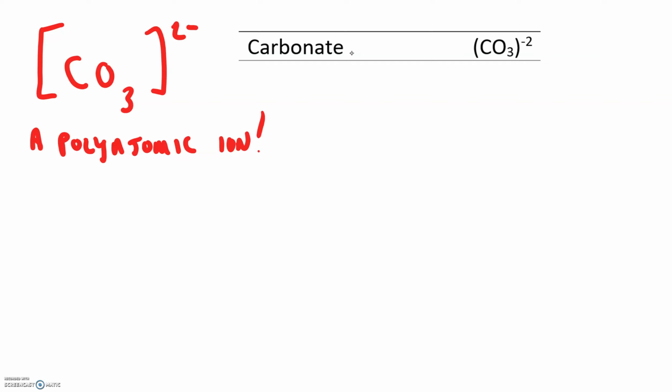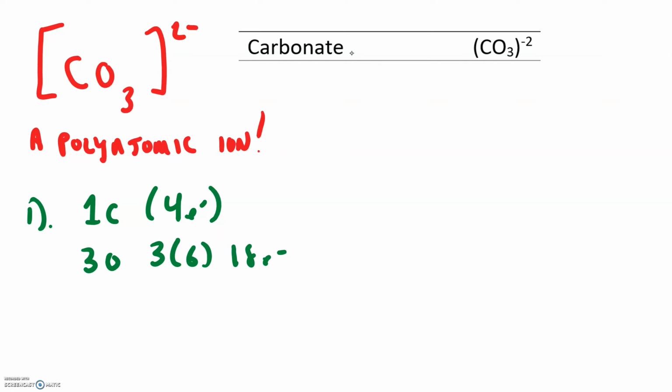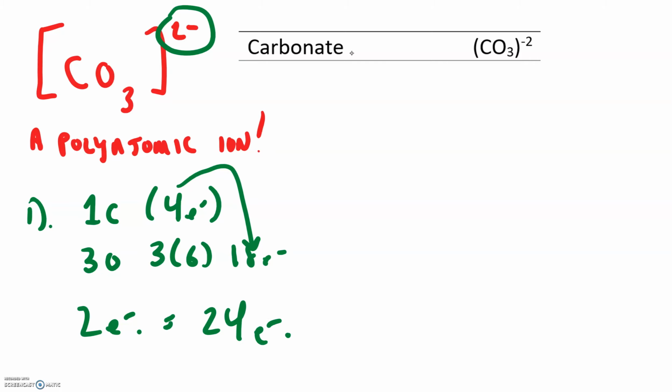So the first thing that we're going to do is count our valence electrons. We have 1 carbon that has 4 valence electrons. We have 3 oxygens. Those each have 6, so for a total of 18. And we have these 2 extra. So, how many electrons total? We've got 4 plus 18 plus 2. We've got a total of 24 electrons to play with, right? 18 plus 4 is 22, plus an extra 2 is 24.